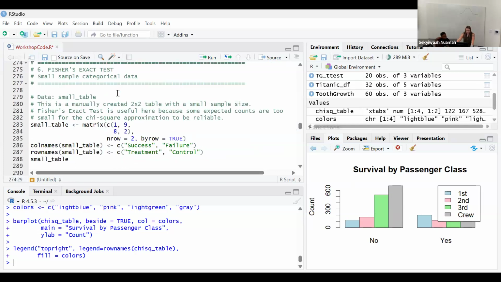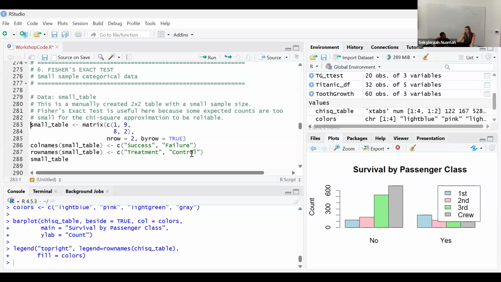So let's go ahead and do this next test. It's the Fisher's exact test. It gives you the same kind of result as the chi-squared, except now you can have small sample sizes. I know we're running out of time, so I'm going to try and move fast through the rest of this. Feel free to go if you have time constraints.